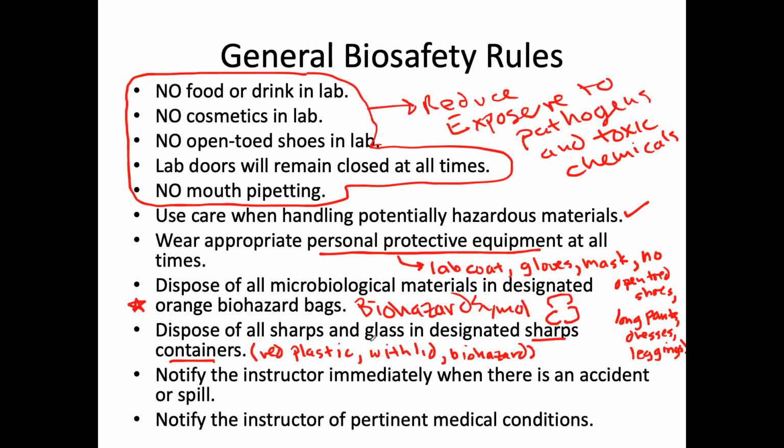Glass is usually in glass waste. Okay. Glass waste containers, this would be non-infectious glass waste, are generally blue and white boxes with a plastic liner. And it'll say glass on it. Okay. For infectious glass, you put it in the sharps container.